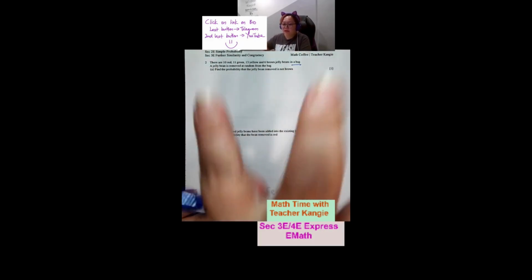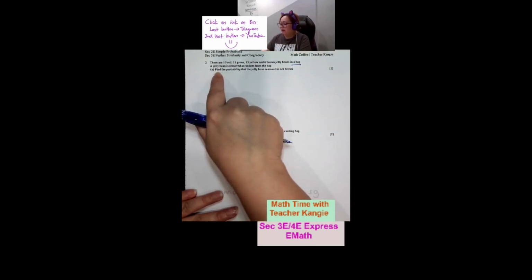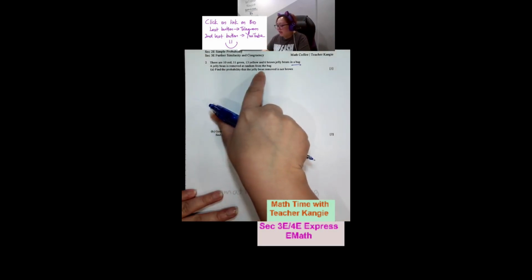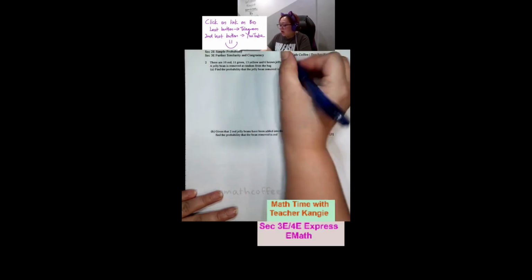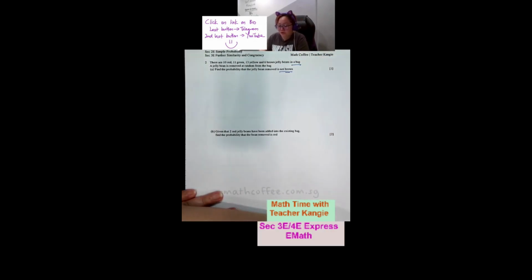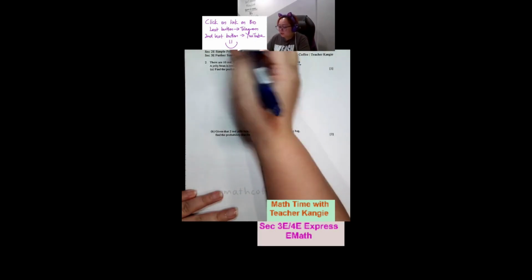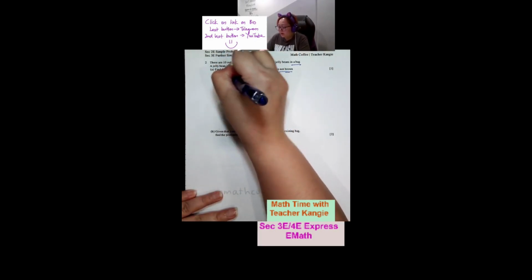It's the same concept as I just take a ball out. Find the probability that the jelly bean removed is not brown. So you have two ways of doing it. Either probability of not brown.